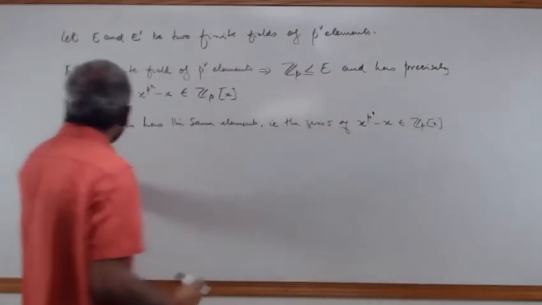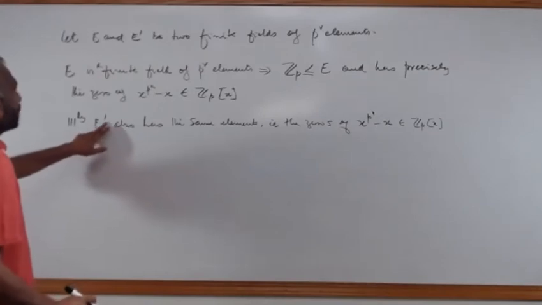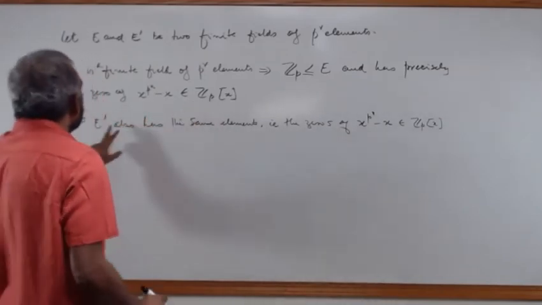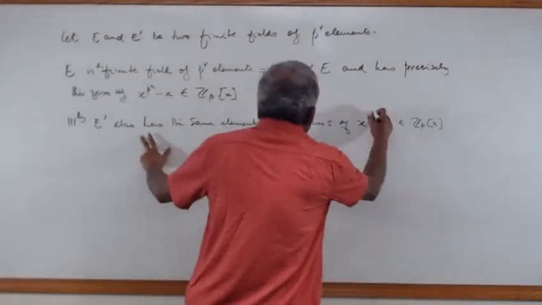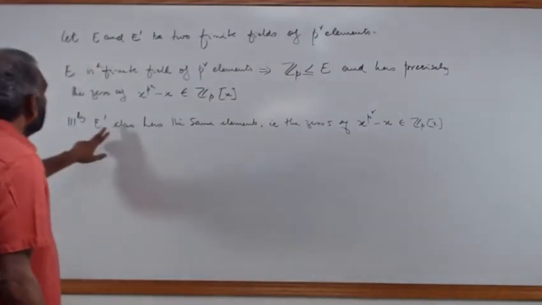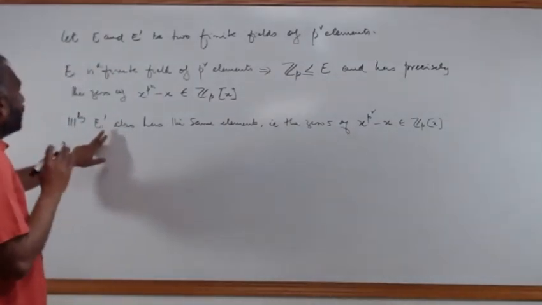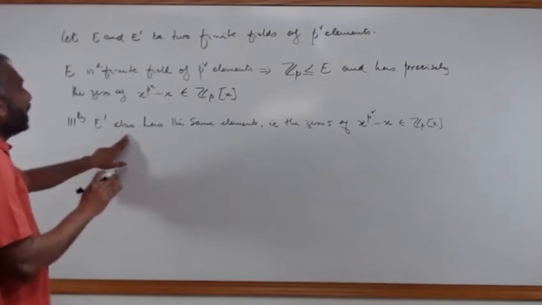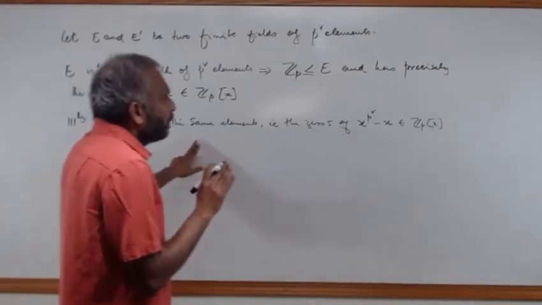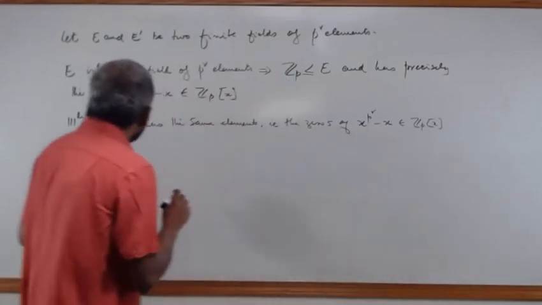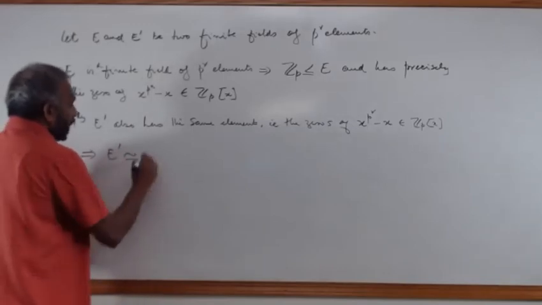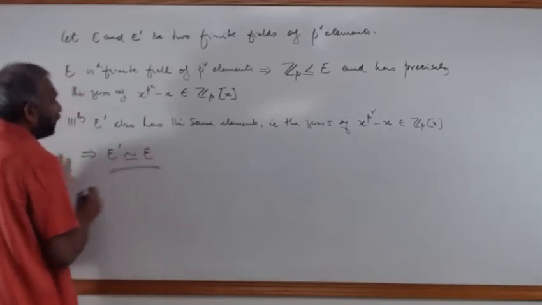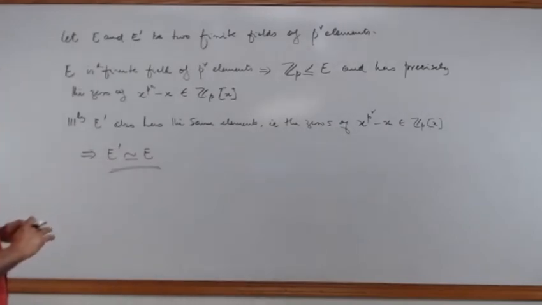So for a similar argument, E prime is also an extension of Zp, and because it has got p to the power of r elements, E prime contains exactly the zeros of this polynomial. So that means E is isomorphic to E prime. If you take any two finite fields of the same number of elements, they are isomorphic.